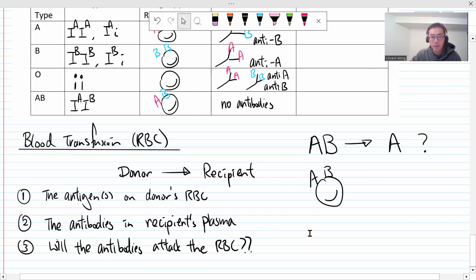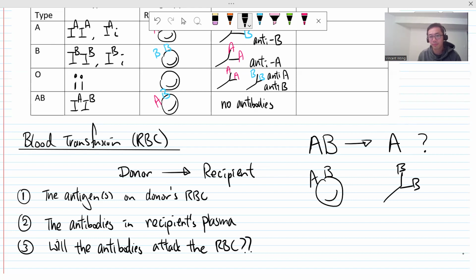So that's that. Number 2, the antibodies in the recipient's plasma. What kind of antibodies do we have in the recipient? Recipient is type A, so they have anti-B antibodies. What do anti-B antibodies do? Anti-B antibodies will attack anything with a B on it. So in this case, they're going to attack, and it's going to destroy the cell. This is not safe.